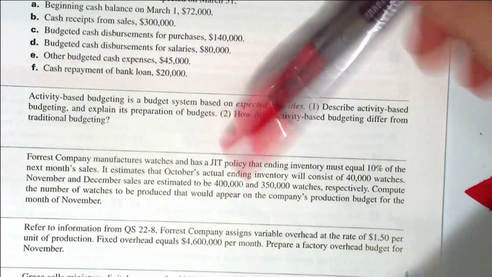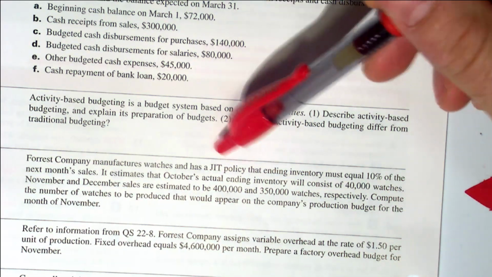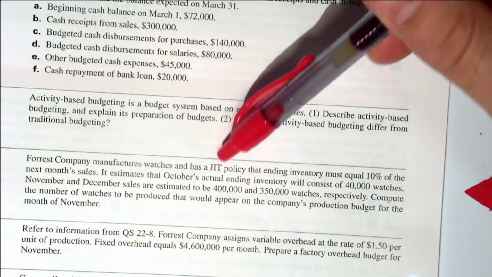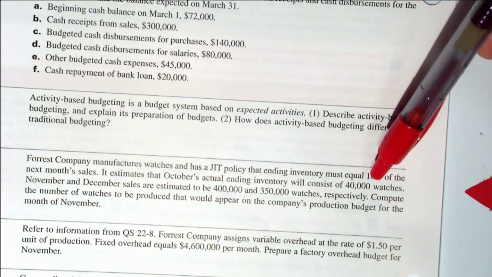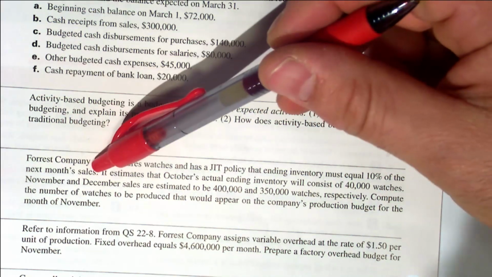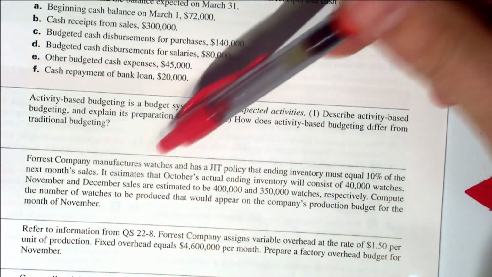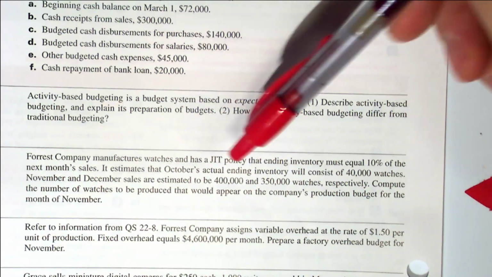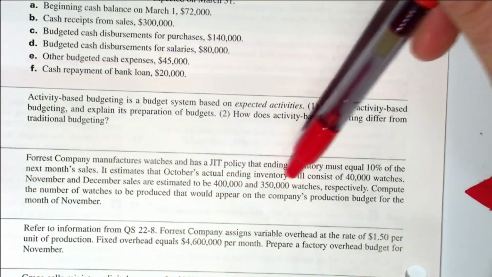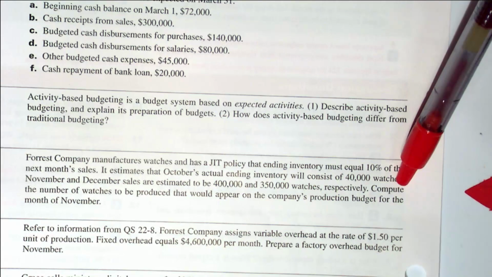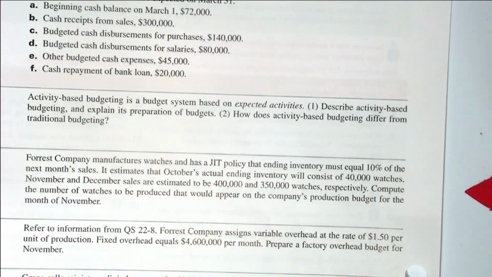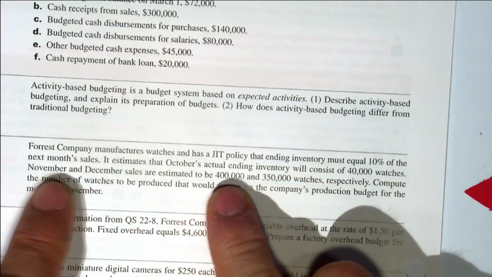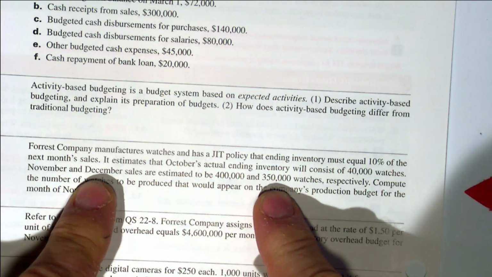What does JIT stand for? Just in time. It's an inventory policy. They have a just-in-time inventory policy that ending inventory must equal 10% of the next month's sales. It estimates that October's actual ending inventory will consist of 40,000 watches. November and December sales are estimated to be 400,000 and 350,000 watches respectively. So 400,000 for November, 350,000 for December.